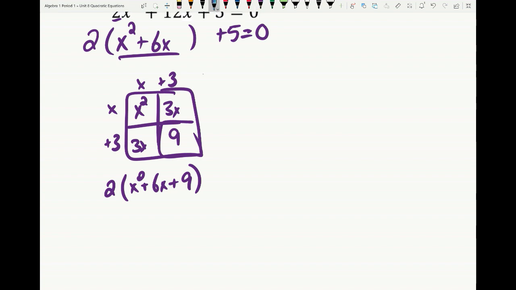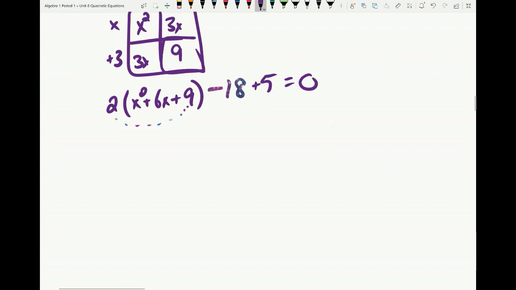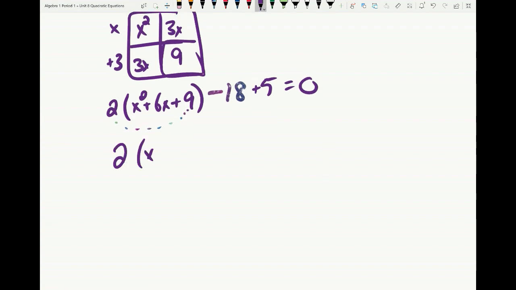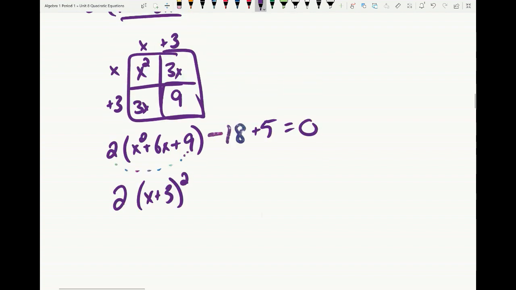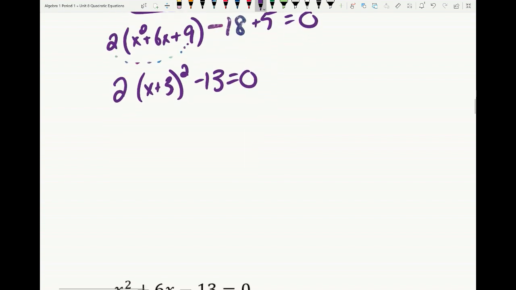That's the magic number I needed to add in. But remember, it's not really a 9. It's really an 18. 2 times 9 is 18. So on the outside here, I'm going to put minus 18 there. Be careful counteracting when there's a leading coefficient. That's what we spent last lesson exploring. And then there's a plus 5. So complete the square. That's my square there. What square did I make? X plus 3 squared minus 13 equals 0. We're done completing the square.